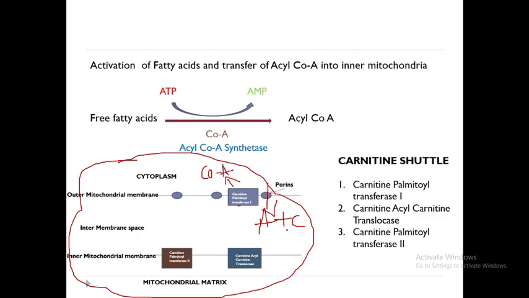Now acyl carnitine is formed. The enzyme carnitine acyl carnitine translocase helps in transferring it from the intermembrane space into the mitochondrial matrix. As you know, only acyl-CoA can get into the Krebs cycle, but not acyl carnitine. Again, acyl carnitine has to be converted to acyl-CoA. That is done by the enzyme carnitine palmitoyl transferase 2.